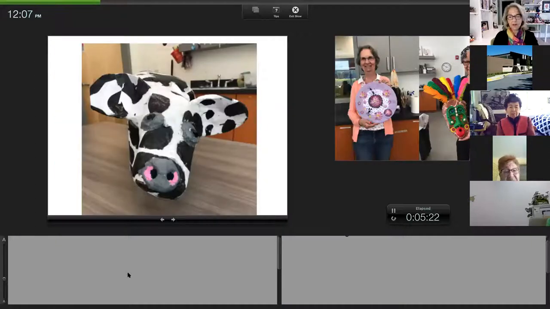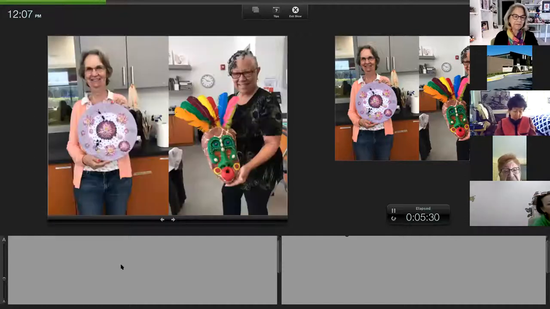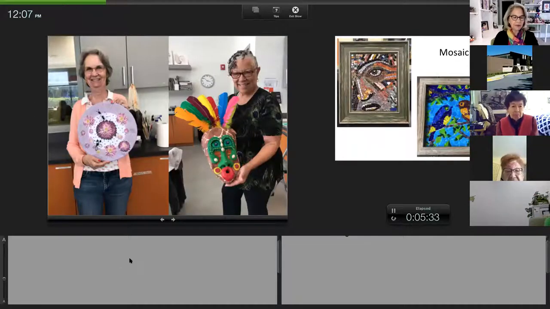And the project would not be complete without Rahini's cow, which made a huge splash at the center. And there we have Betty with her beautiful paper mache plate that she was decorating to embellish her bathroom at the time. And another wonderful paper mache mask that contained feathers and jewels and beads.